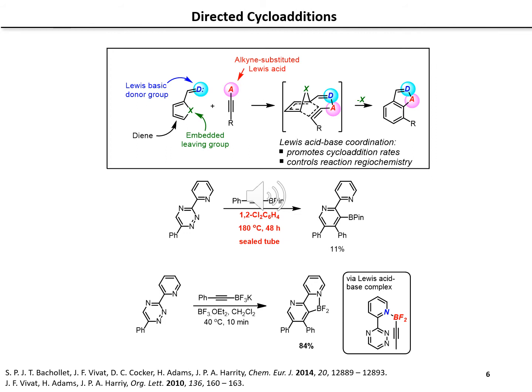And if you use the same alkyne bearing a salt, the BF3K, we can form in situ a Lewis acid, which can react with the triazine and provide the cycloaddition product in 84% yield at 40 degrees and after just 10 minutes.